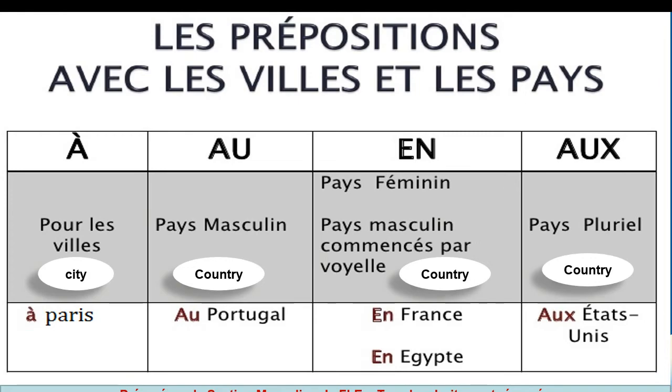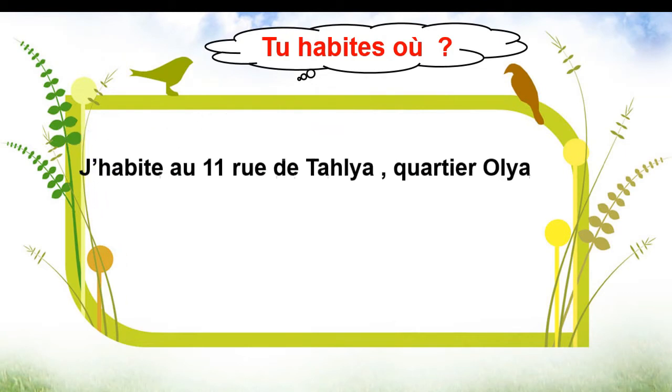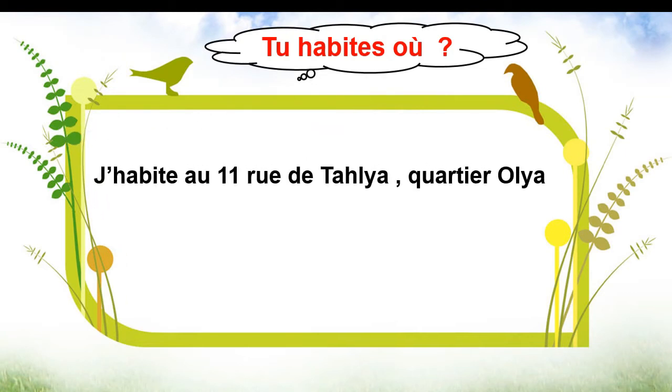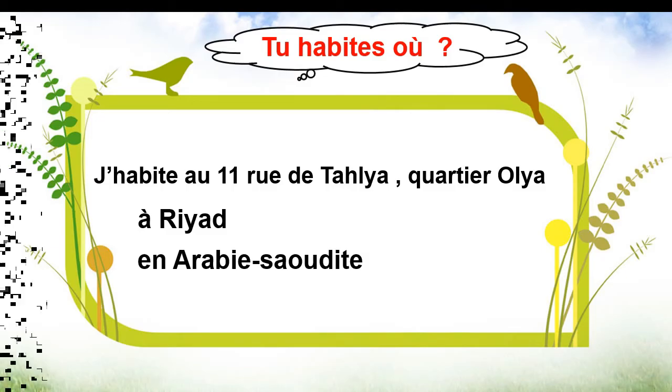J'habite, so I want now the full address like that. Où habites-tu or tu habites où? I say j'habite au 11 rue de Tahliya, quartier Olaya, à Riyad, en Arabie Saoudite. Like that, I have the full address. I have the 5 elements: the number of the building, the name of the street, the region, quartier, the city, and the country where I live. I can change any information at your home if you want to make training.